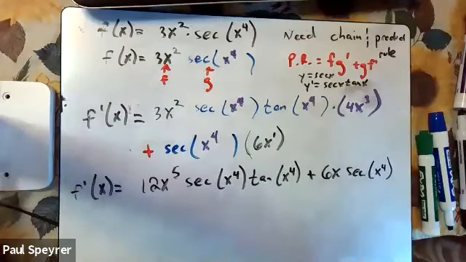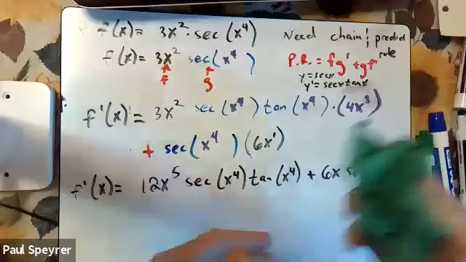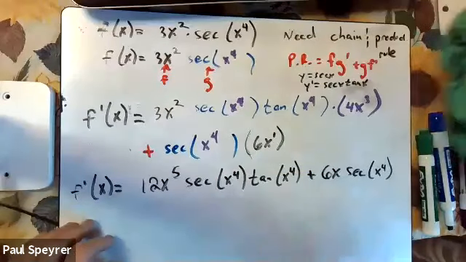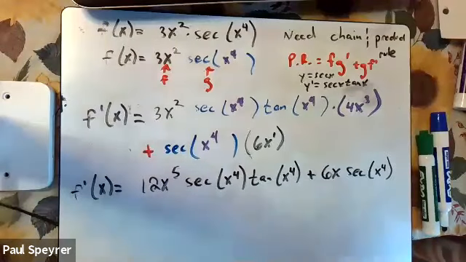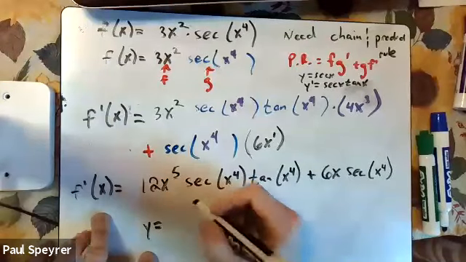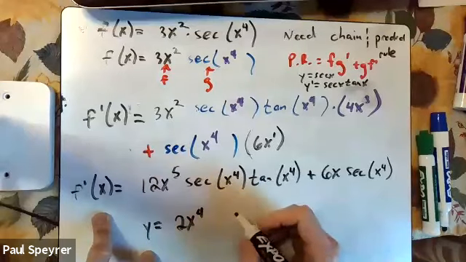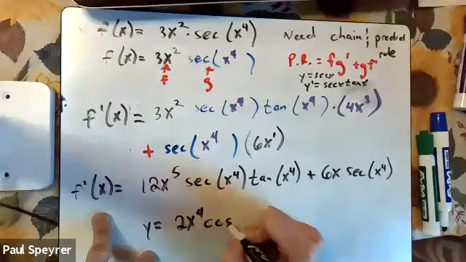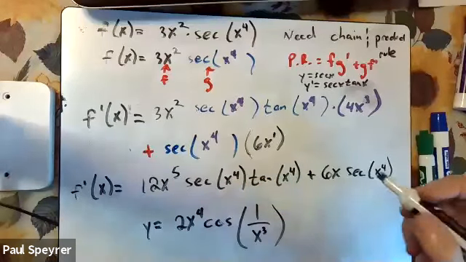All right, let's try another. Why not? Let's say we have, what do I do here? Let's try y equals, say, 2x to the fourth, and then cosine of 1 over x cubed, like that.